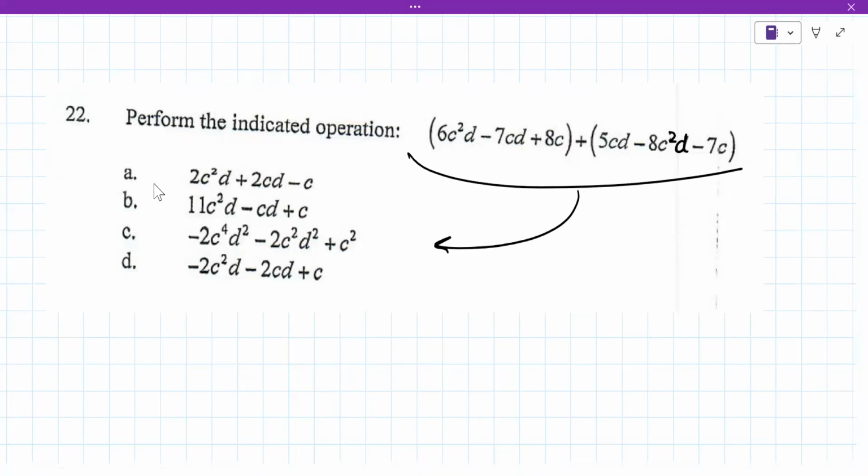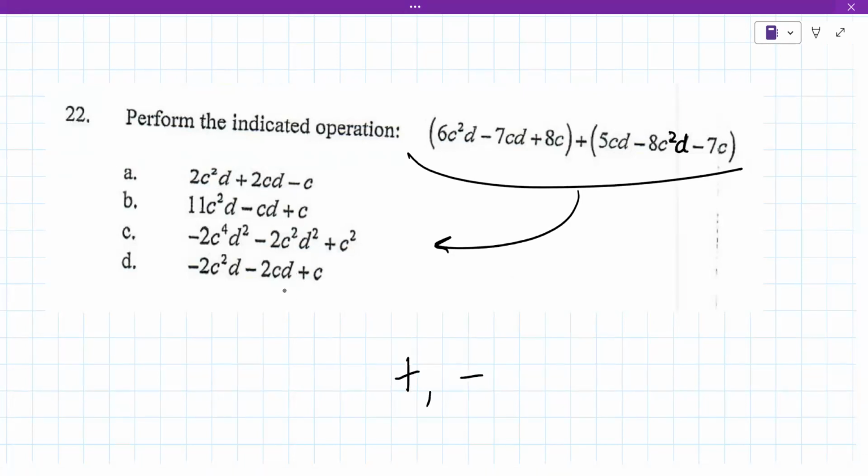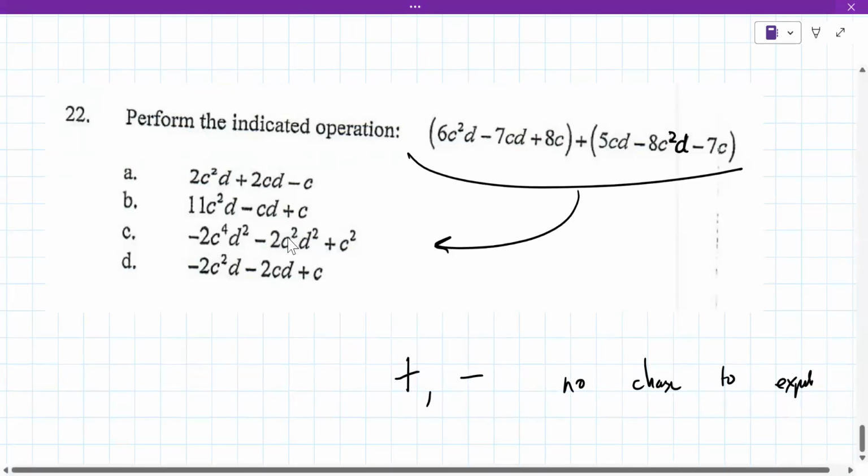And then you could do negative 2C squared D. So you have to be careful, because when you're adding, you never change the exponents. So addition and subtraction, no change to exponents. So when you said C squared D squared, well, there is no C squared D squared in here.